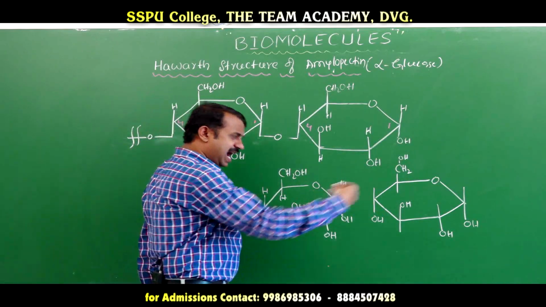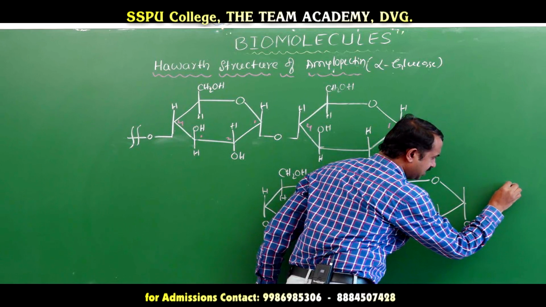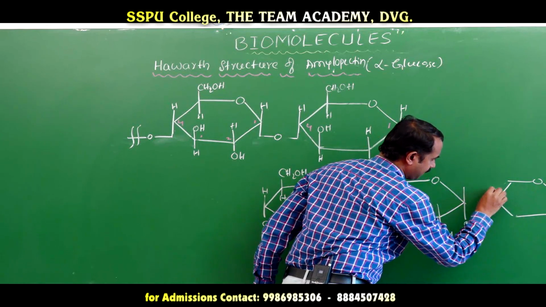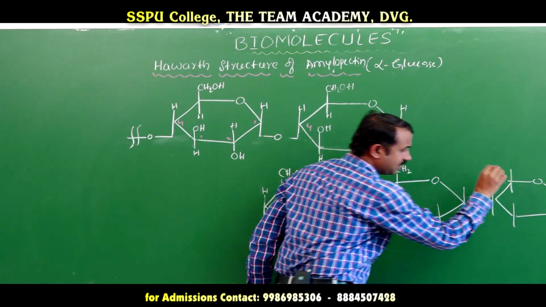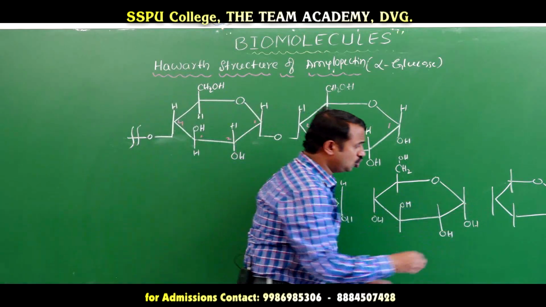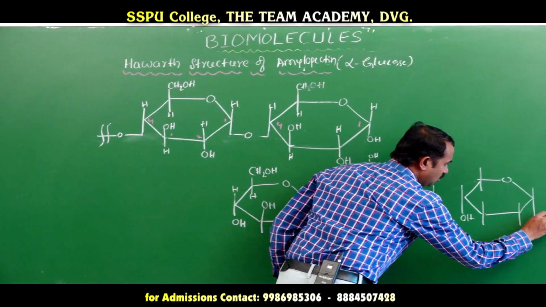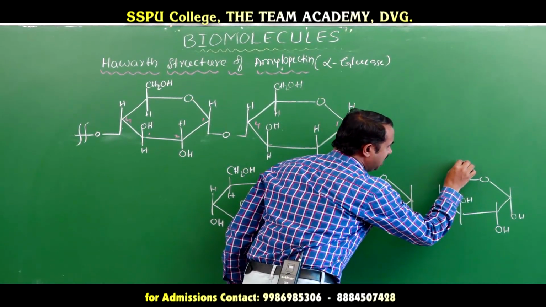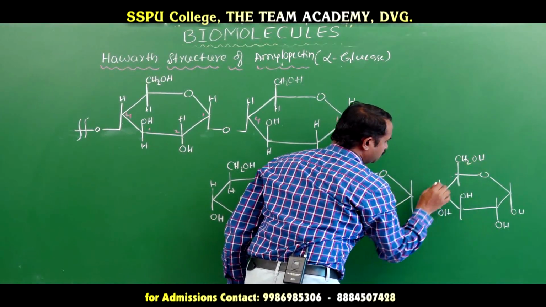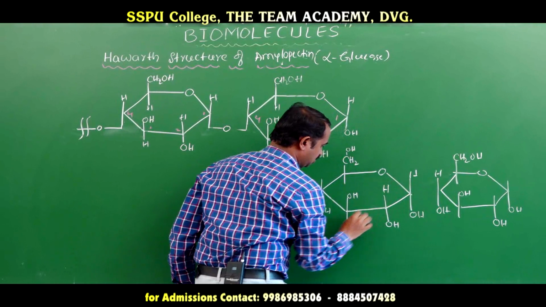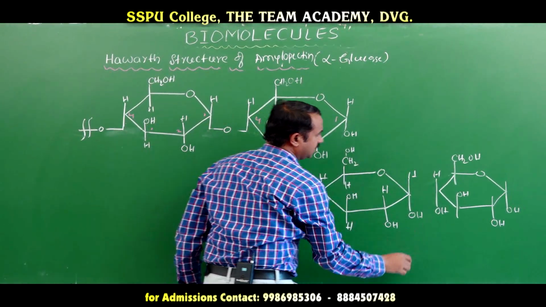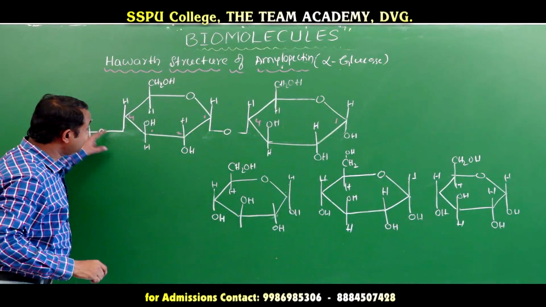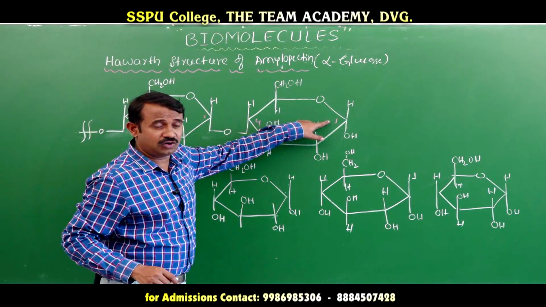Listen here. And here also continues one another molecule of alpha glucose. Here also OH and OH. Here OH, OH. Here also CH2OH, H, H, H, H, H. Here also H, H. Listen here. This is the C1, C4, C1, C4.